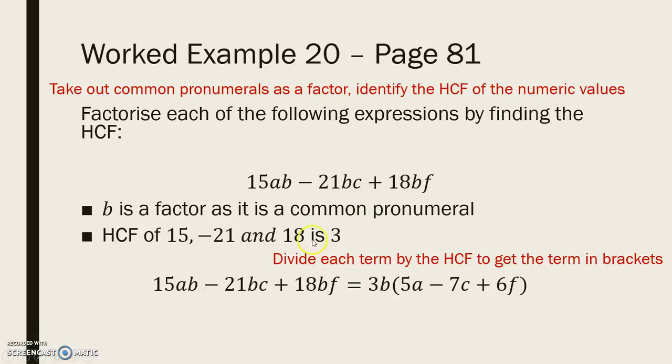We divide by 3b. So here it is here, 3b out the front. Take the b out here, we're left with a in the bracket. 15 divided by 3 is 5. Negative 21 divided by 3 is negative 7. The b comes out as a common factor, we're left with c. 18 divided by 3 is 6, and we take the b out as a common factor, leaving us with f. So there's your answer there. 3b outside of 5a take away 7c plus 6f.